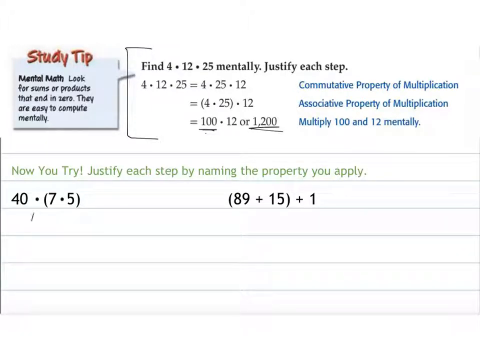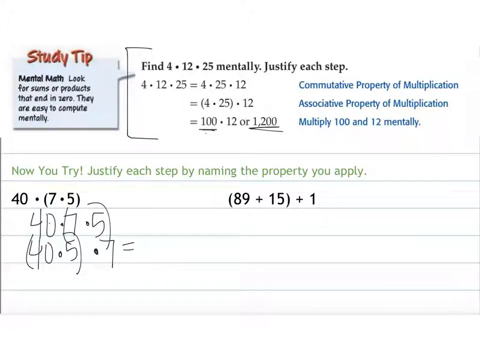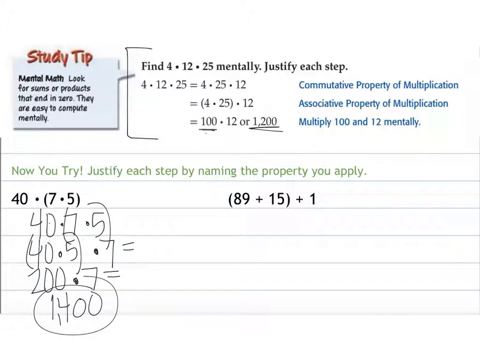So if I look at 40 times 7 times 5, and if I switch it around, I know that 40 times 5 is pretty easy for me to do, and then times 7. So 40 times 5, I know that 4 times 5 is 20, and add that 0, so 200 times 7. Then I would just do 7 times 2 is 14, add those 2 zeros, and I get 1400.